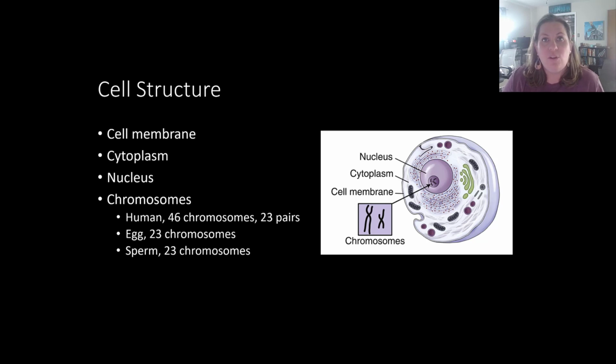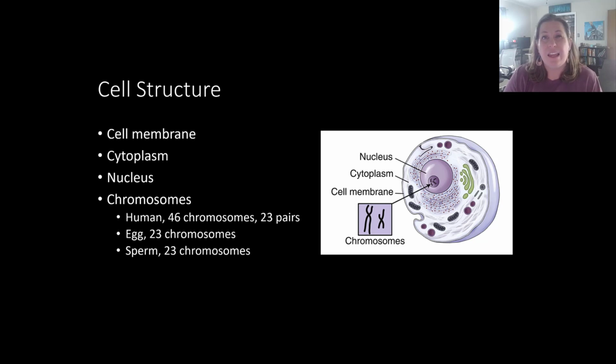We also then have the nucleus. The nucleus is really important here because it contains the genetic information. The genetic information in our DNA is in the structure of what we call chromosomes. In humans, we have a total of 46 chromosomes. This means you have 23 pairs. One pair comes from mom, one pair comes from dad, which gives us the total of 46, which makes up you. These 46 chromosomes are unique to you.